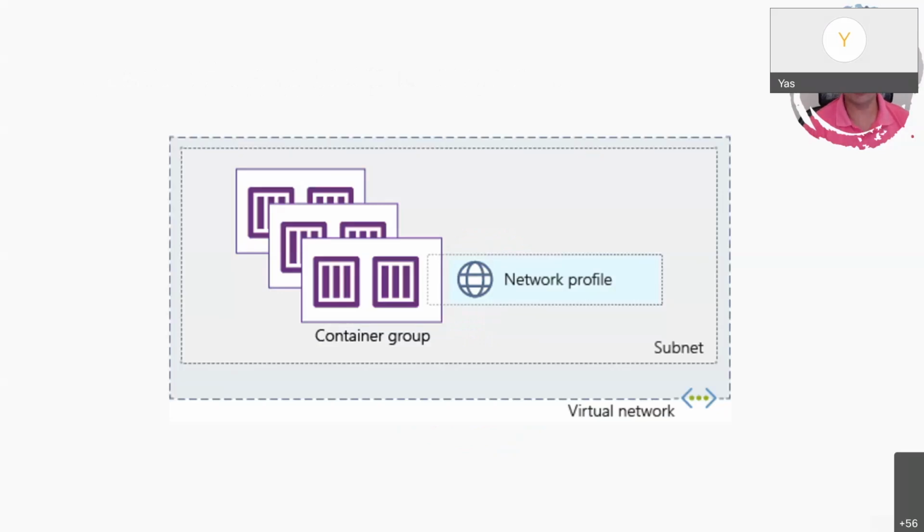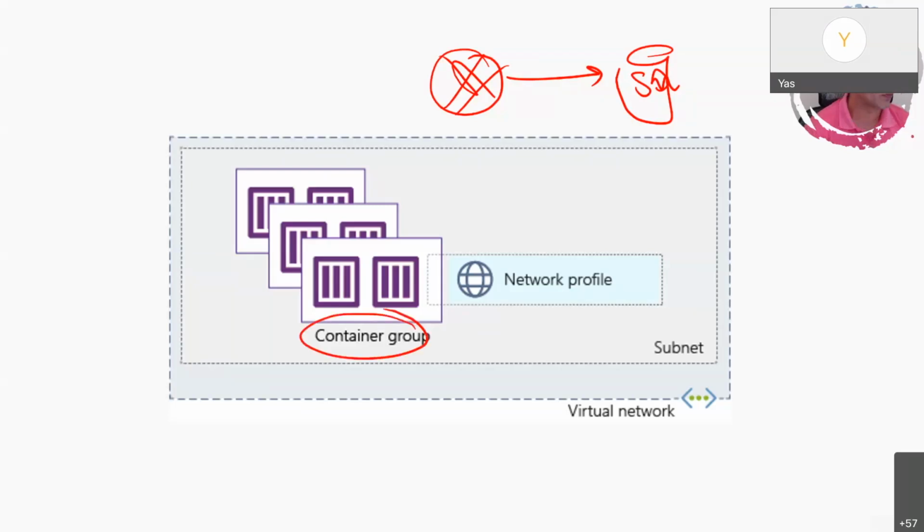Now, sometimes your application is a bit more complex, but you still want to run it in a container. Let's assume that you have a web application, and then you have a database, let's say MySQL or SQL Server, whatever it might be. And you want to run these two services within the same container space. You could use a feature of container instances called container group. Using a container group, you can run these two containers within the same container instance.